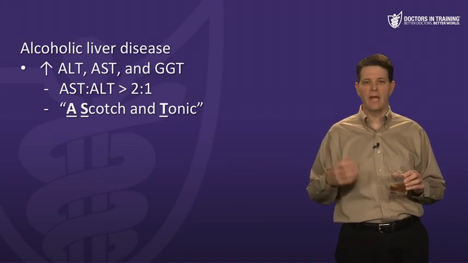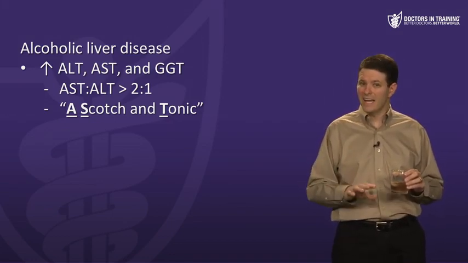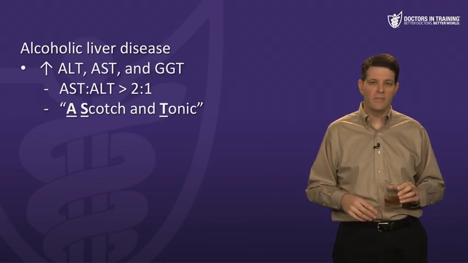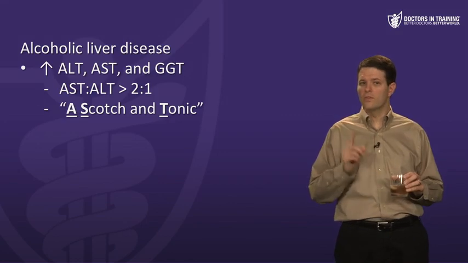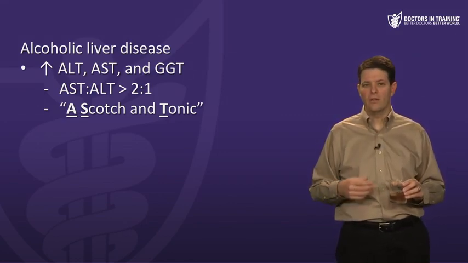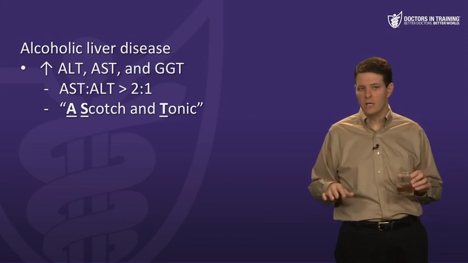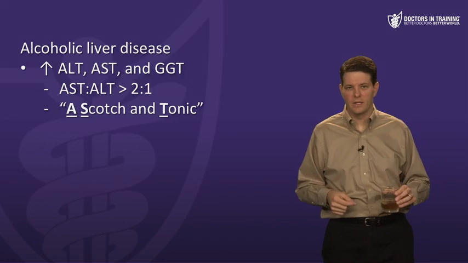So if you have a patient with an ALT of 200 and the AST is only 300, that's not likely to be due to alcohol. But if the ALT is 200 and the AST is 450, alcohol is one of the few things that will do that. Most toxins and other forms of liver injury will elevate AST and ALT equally, but with alcohol, the AST is at least twice as high as the ALT.